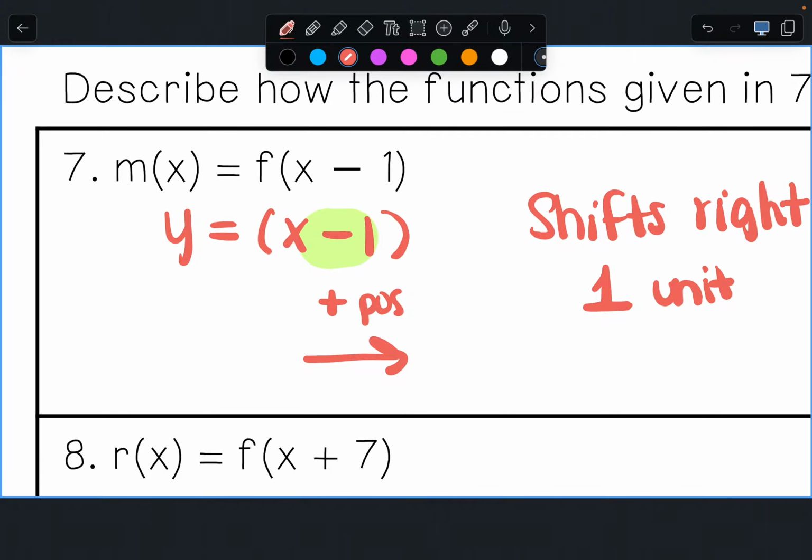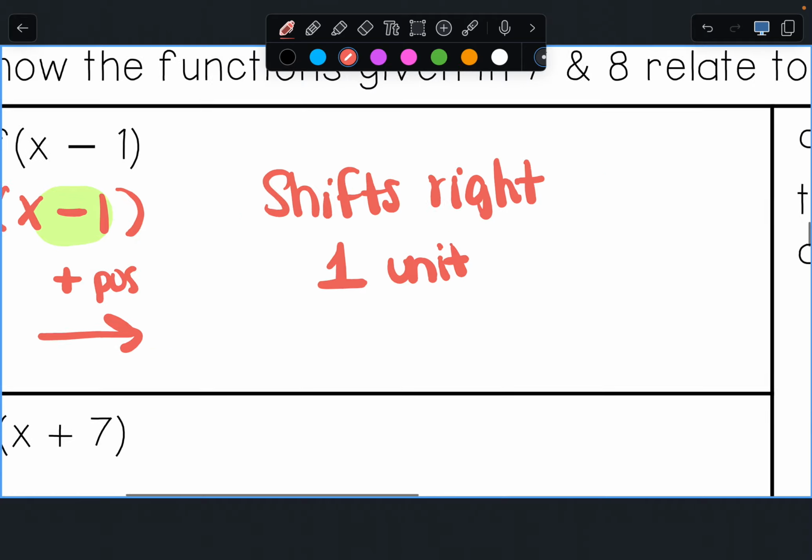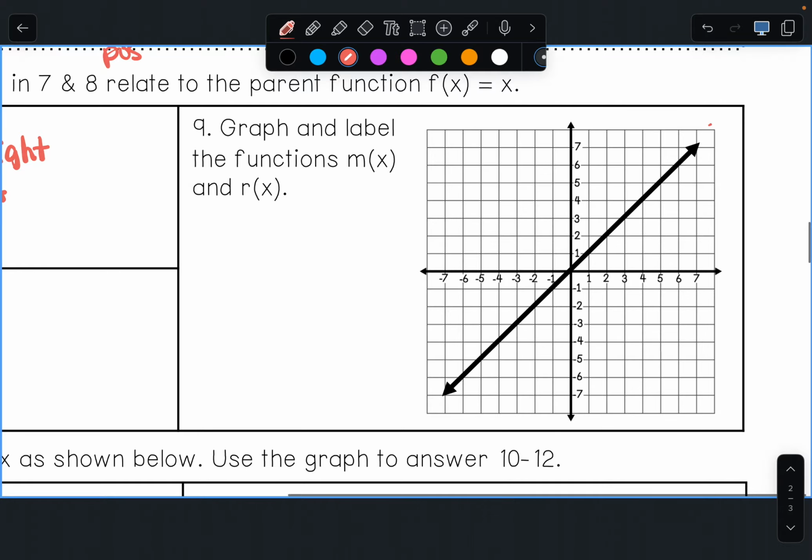They want us to end up graphing this as well. So what we're going to do, this is my parent function, my first line, my f of x. What you're doing here is you're literally taking the y-intercept or the origin, moving it over 1. You're taking every single point, moving it to the right 1. And this becomes your new line. And yes, it is parallel, correct. I'm going to label this with m of x. That's my m of x line.